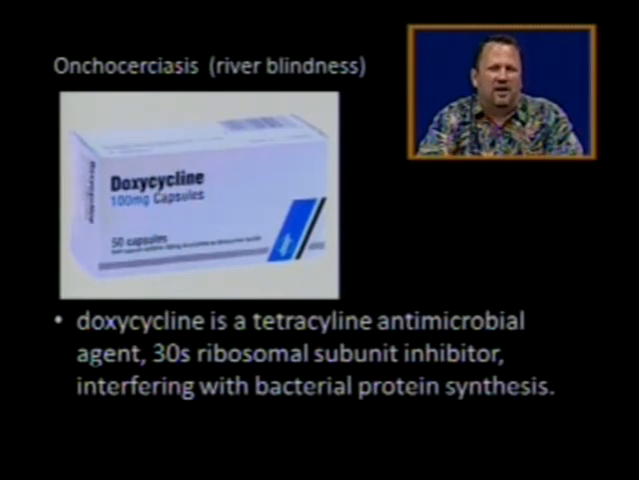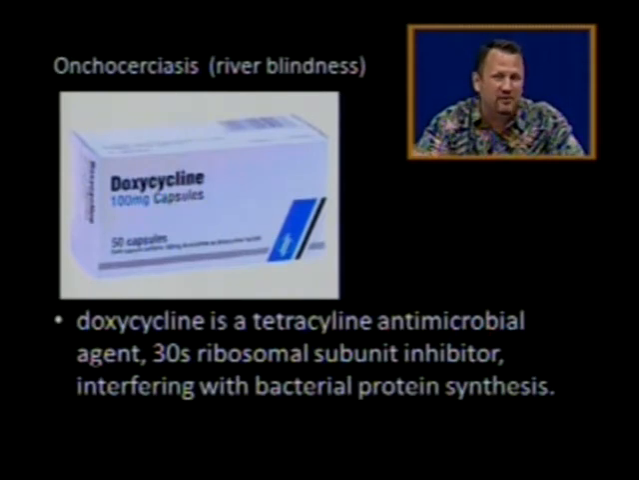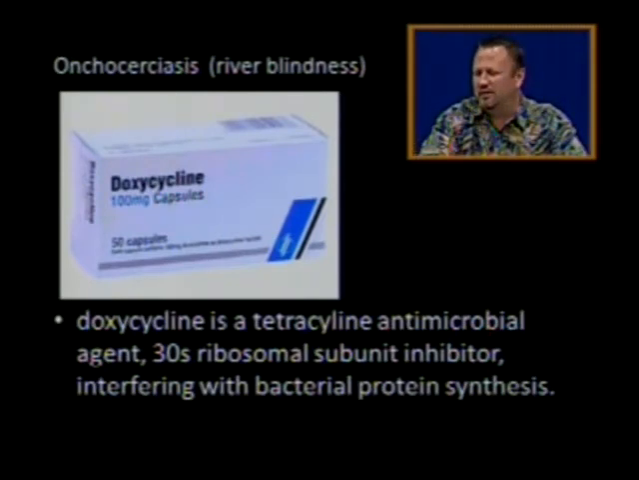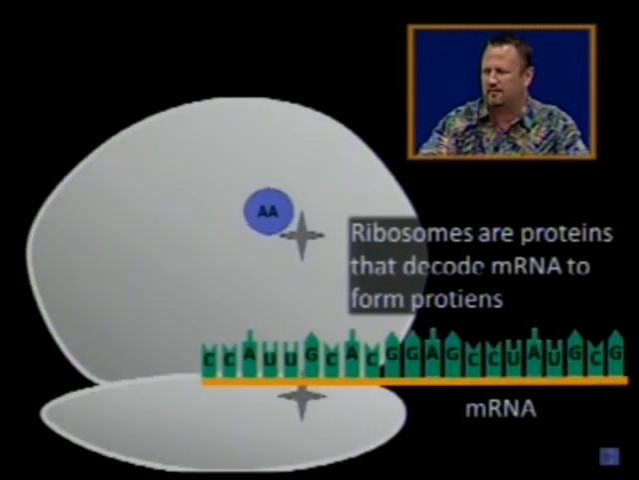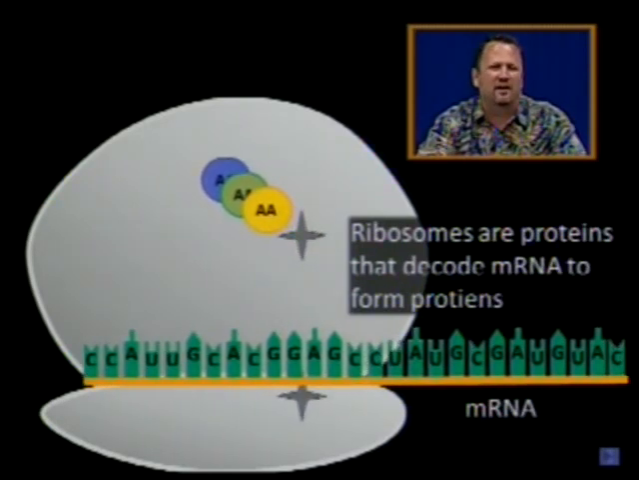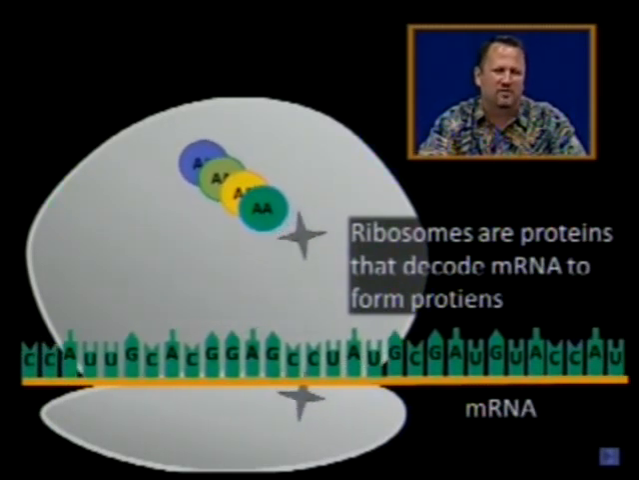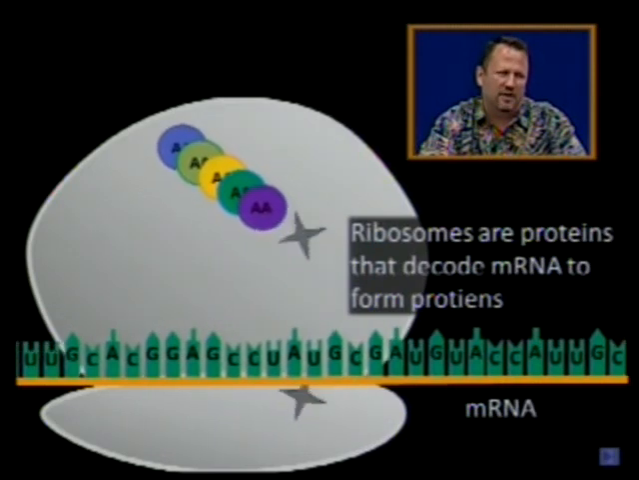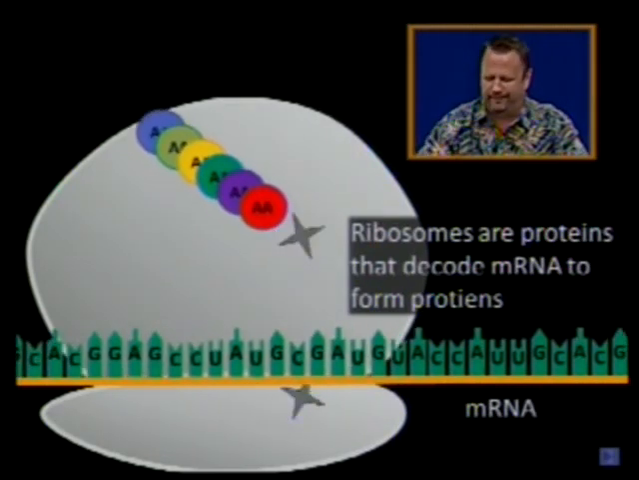If you recall, doxycycline is a tetracycline antimicrobial agent. It is a 30S ribosomal subunit inhibitor. And remember, ribosomes are proteins that manufacture proteins. So by interfering with ribosomes, we interfere with bacterial protein synthesis. Ribosomes are proteins that decode messenger RNA to form other proteins. And you guys remember this from our second cell physiology lecture.